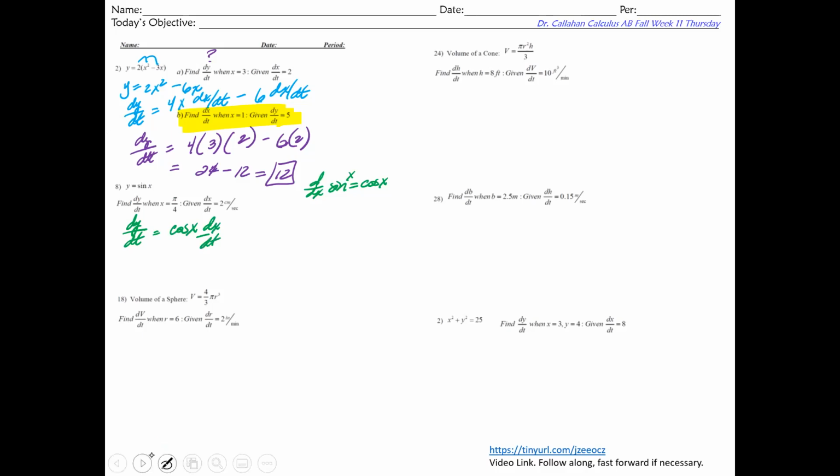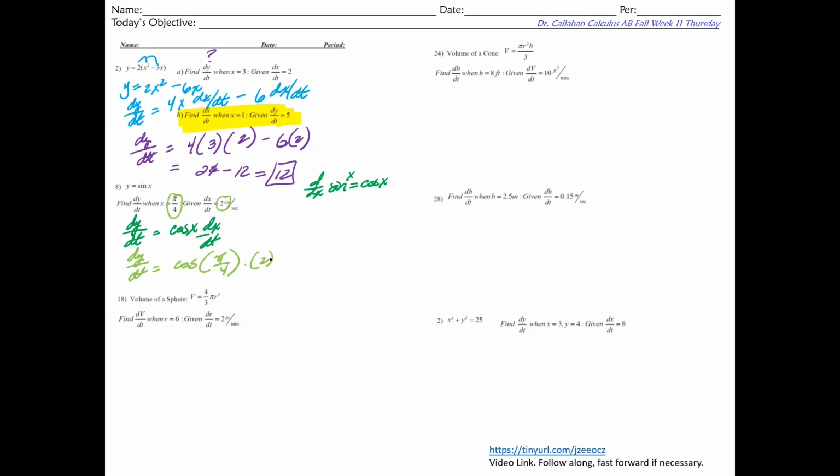Now I want to substitute the givens in there, and it's given to you that x is pi over 4, dx over dt is 2, so I'm going to have dy over dt equals cosine pi over 4, times dx over dt, so times 2. And I think one of the reasons why my pen is not working might be the batteries, I don't know, we'll have to see.